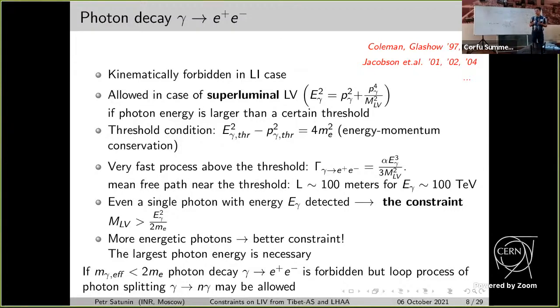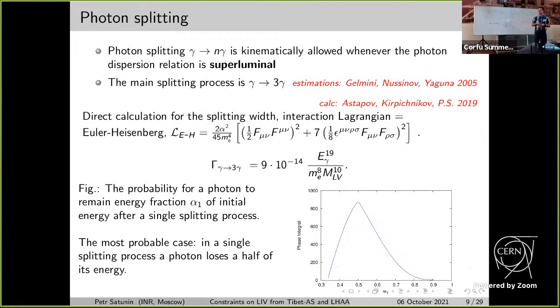So if we have more energetic photons, the constraint will be better, and in order to make these constraints, we need the largest photon energy. Below the threshold, photon decay is forbidden, but another decay channel called photon splitting may be allowed. The main channel of the splitting process in CPT-even theory is gamma to three gamma, and in the quadratic model, which I described some slides ago, we made direct calculations of the splitting process based on the Euler-Heisenberg Lagrangian, and the width of photon splitting is the following.